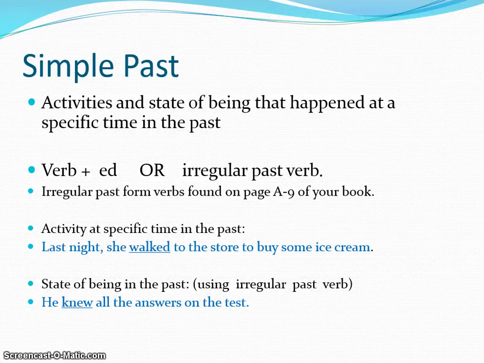For an activity that happened at a specific time in the past, I might say last night she walked to the store to buy some ice cream. So I know it happened in the past because I say last night. Okay, and in that sentence, I'm using a regular past verb form that ends in ed. Now, if I want to make a sentence using an irregular past verb form that also shows a state of being, I could use the verb knew. So I might say he knew all the answers on the test.